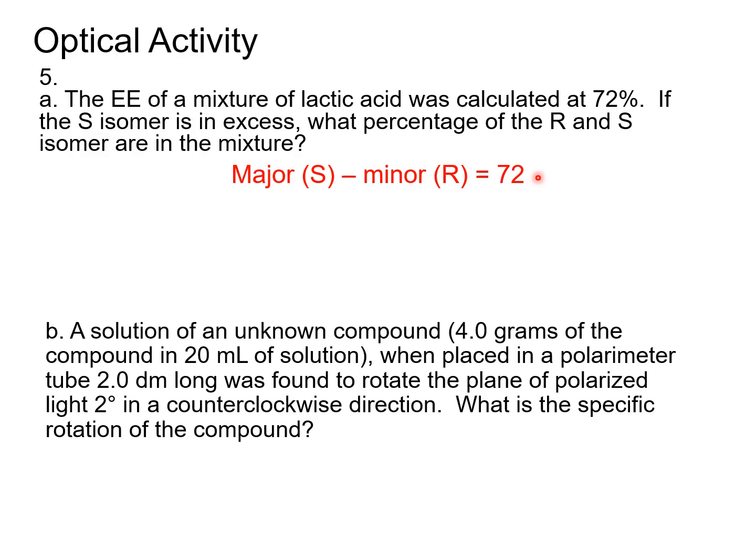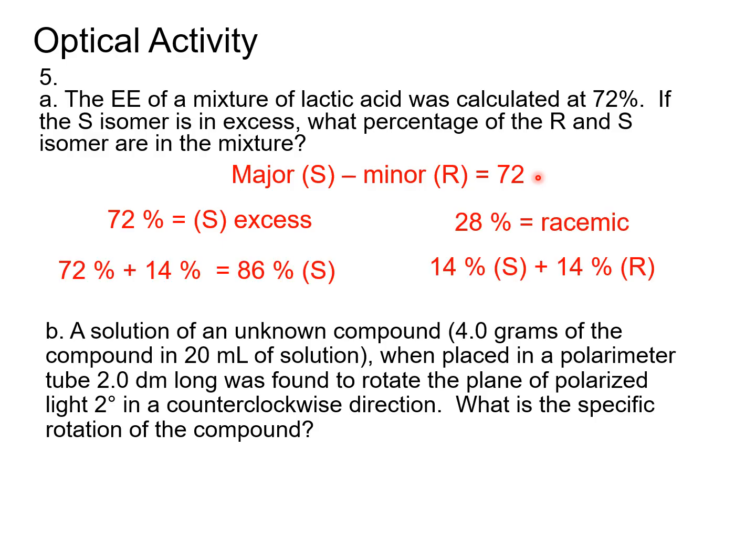The other way I would think about this, right, is this is the difference between those two, but it also tells me that whatever the difference is, that 28% has to be racemic. Because my excess is going to cancel out some of my S with some of my R. So I know I have an excess of 72% for my S enantiomer. The other 28% is canceled out. So that means that of my 28%, I have 14% S and 14% R. These cancel each other out.